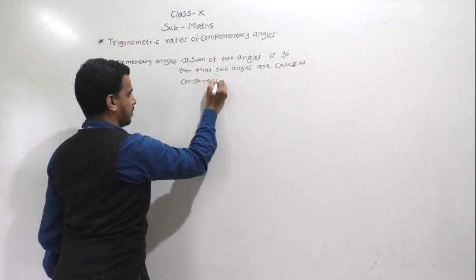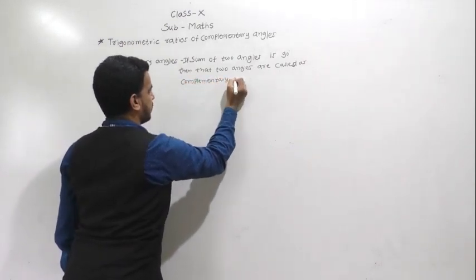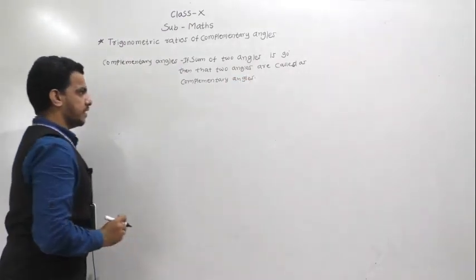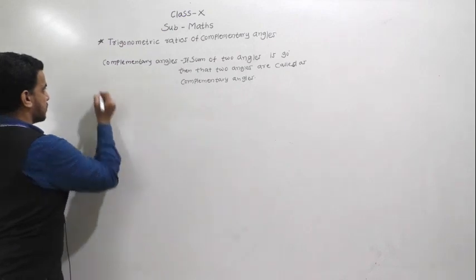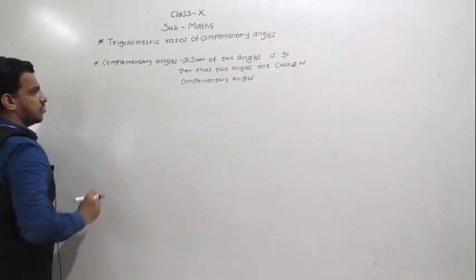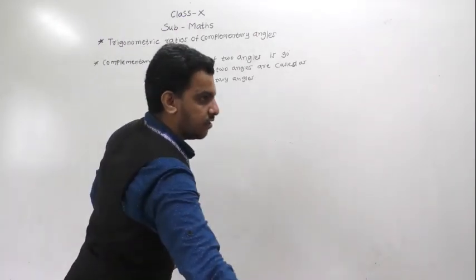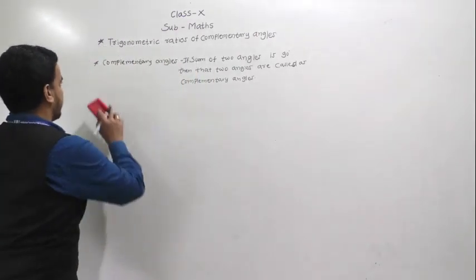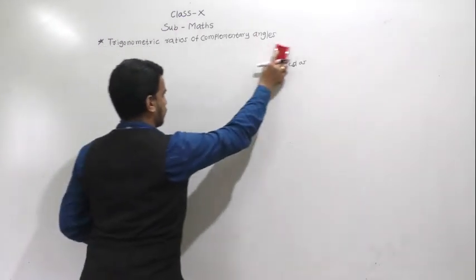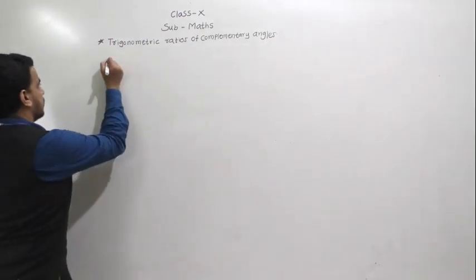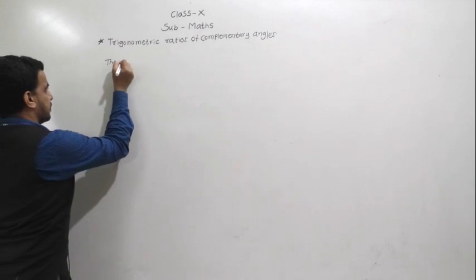Now we have to find trigonometric ratios of complementary angles. Okay, so first I am writing the theorem here. Everyone understands these complementary angles. Now I am writing the theorem to find trigonometric ratios of complementary angles. Okay, so the theorem is like this.